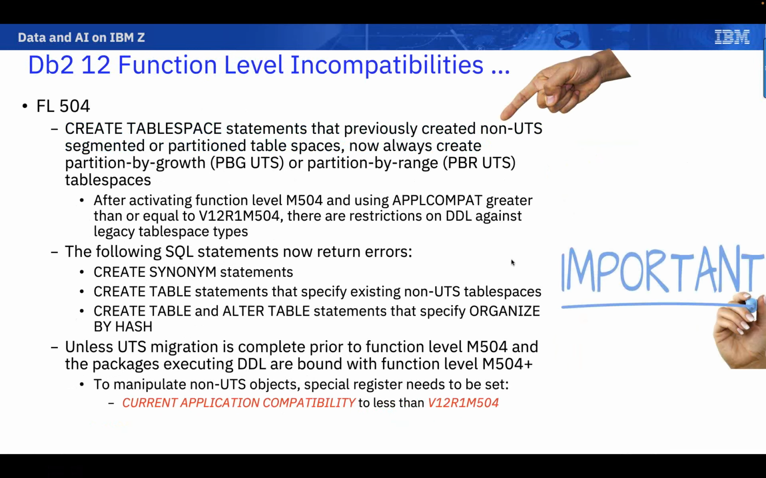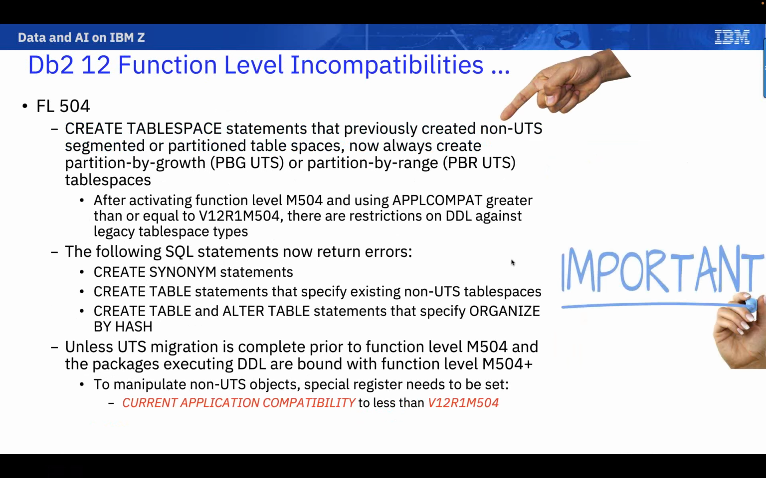So for 504, this was a big one for us because we deprecated some object types. We've been talking a long time in several releases about deprecated object types and how we want everyone to go to universal table spaces. But in reality, you were able to still create those objects and use those objects. With function level 504, you can no longer create those deprecated object types.